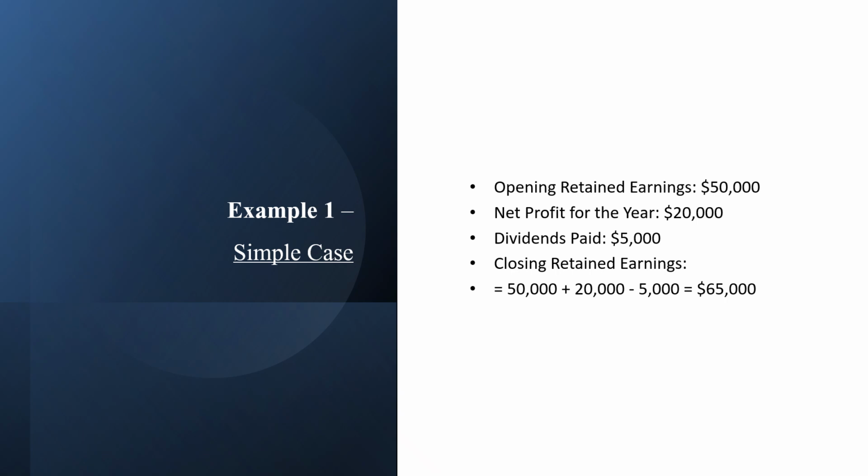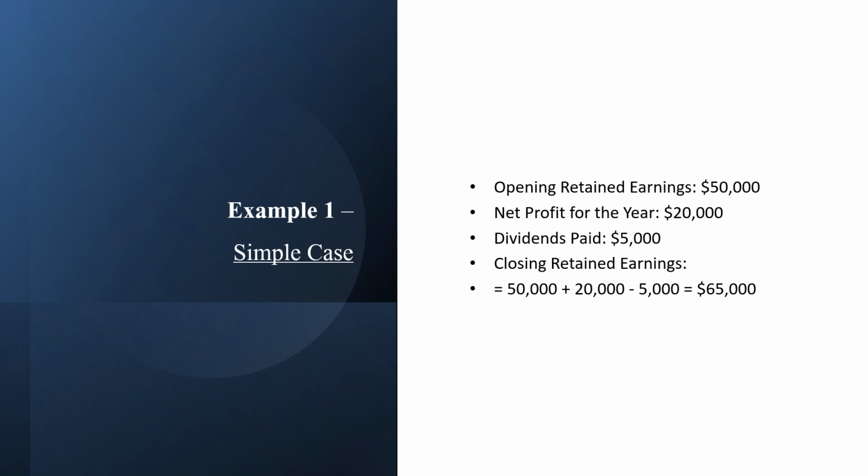Suppose a company starts the year with retained earnings of $50,000. During the year, the company earns a net profit of $20,000. Profit increases retained earnings because the company keeps the earnings. Now imagine the company decides to pay dividends of $5,000 to its shareholders. Dividends reduce retained earnings because money is distributed to shareholders.